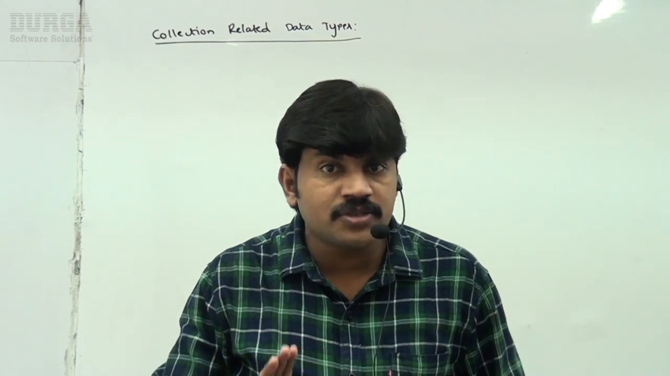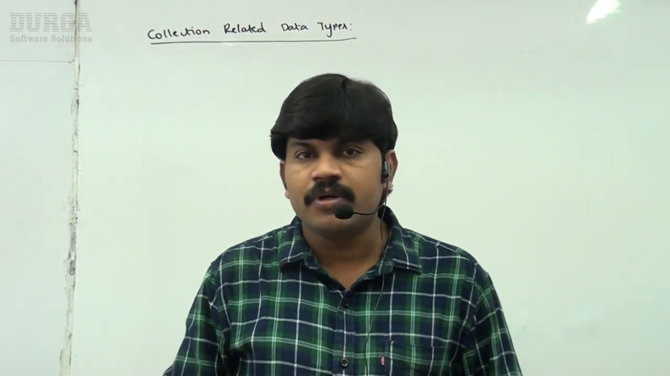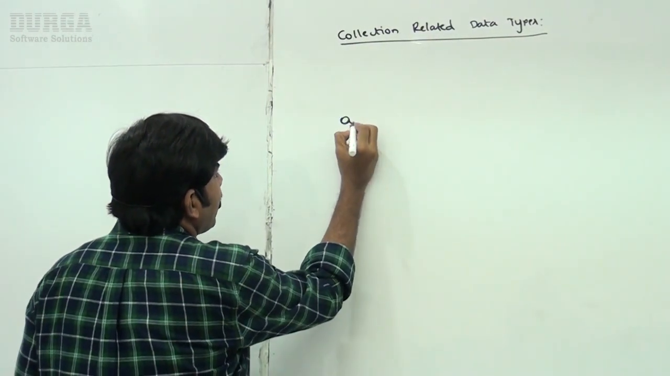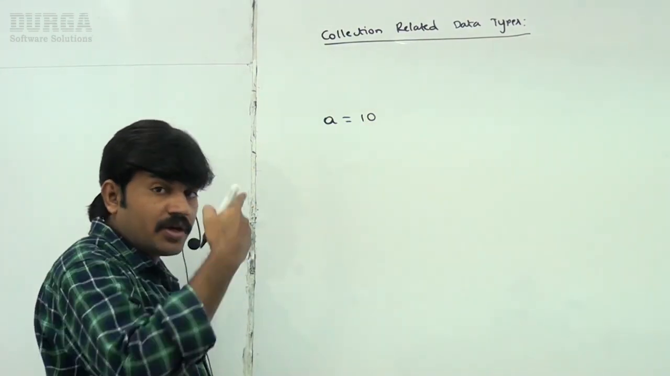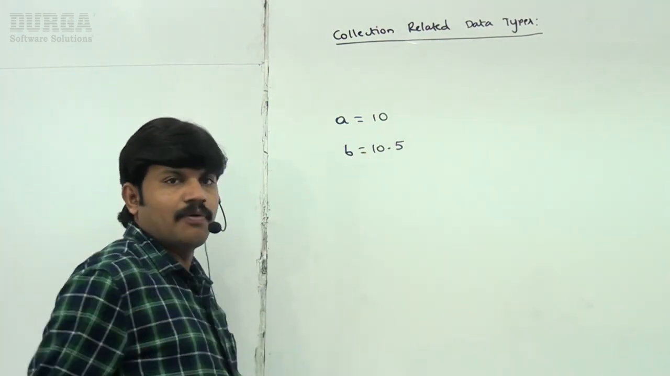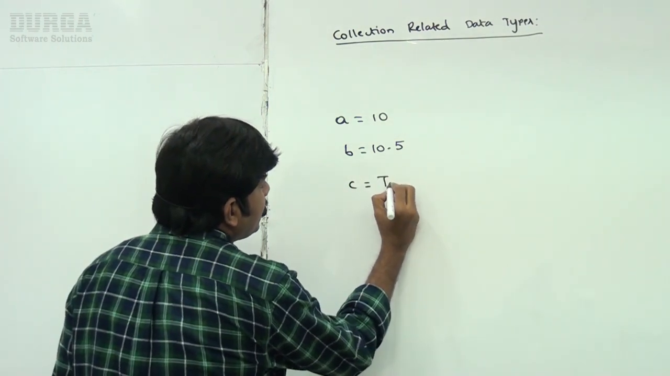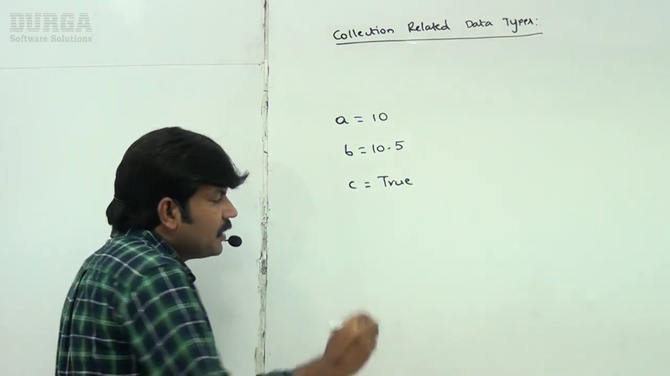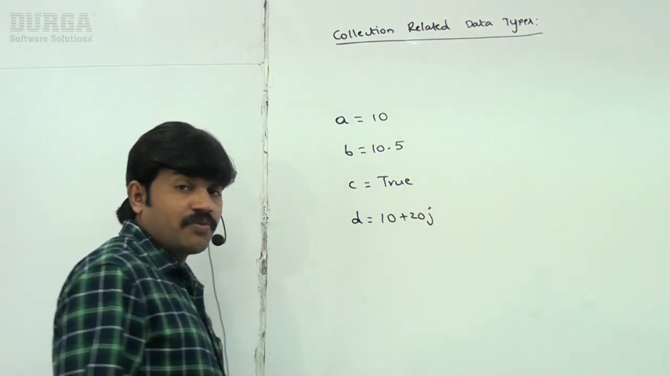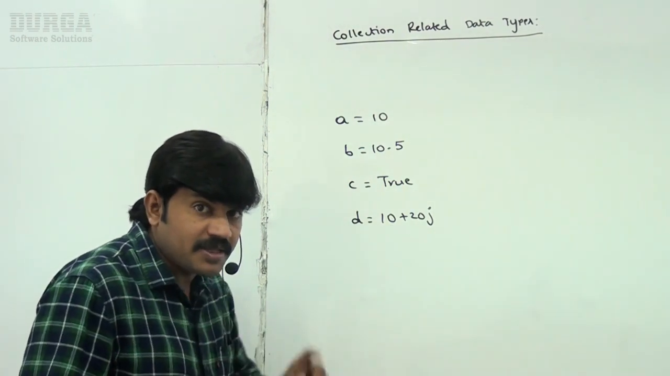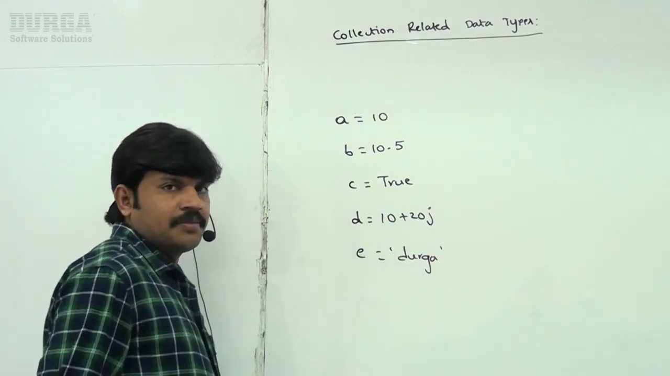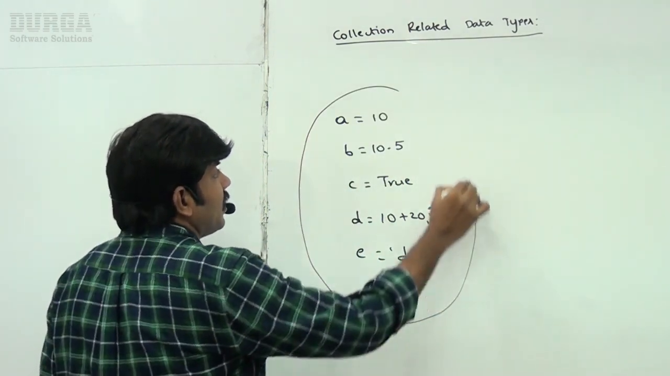Hi friends, in the last videos we covered fundamental data types very clearly. Now observe: if I consider a equal to 10, what is the type of this one? Integer type. b equal to 10.5, float type. If I take c equal to True, Boolean type. Next, d equal to 10 plus 20j, what type is this? Complex number. Next, e equal to Durga, it is the string type. These are the 5 fundamental data types we covered.